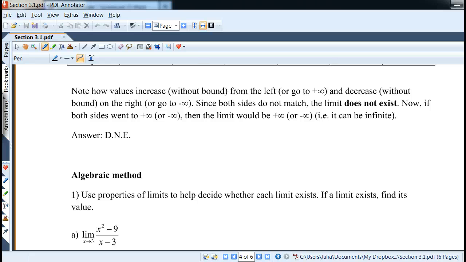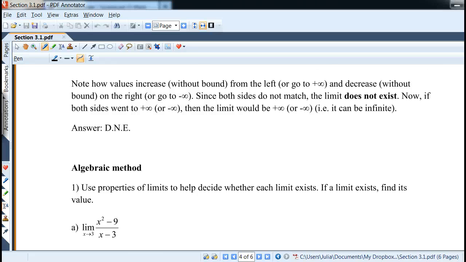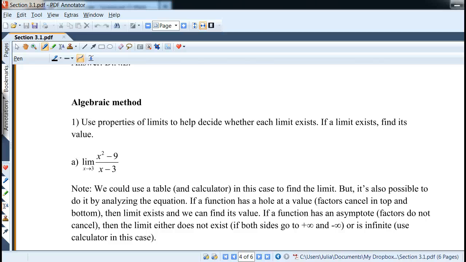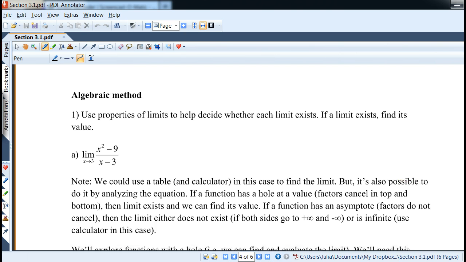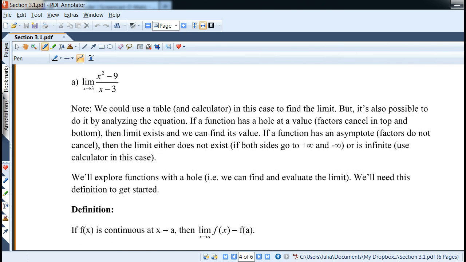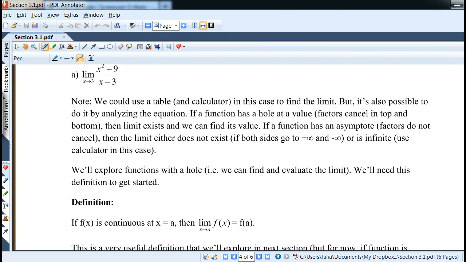Now there is a so-called algebraic method we will use in cases where there is a hole, for example. We could use a table and a calculator. You could use it every time, but this is maybe a slightly quicker way to do it if you don't want to use a calculator. So we need a couple of definitions to be able to do that. First of all, if f of x is continuous, which we'll define in the next section, the limit as x approaches a should actually match the y value at that point. So there's not going to be a hole or some other discontinuity there.